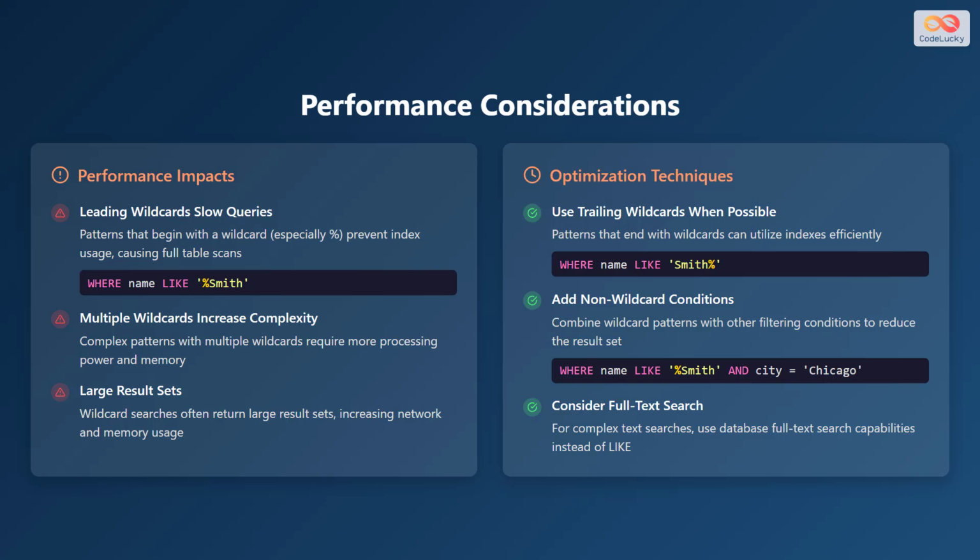When using SQL wildcards, consider their impact on performance. Patterns that begin with a wildcard, especially the % sign, can slow down queries because they prevent index usage, causing full table scans. Complex patterns with multiple wildcards require more processing power and memory. Wildcard searches often return large result sets, increasing network and memory usage.